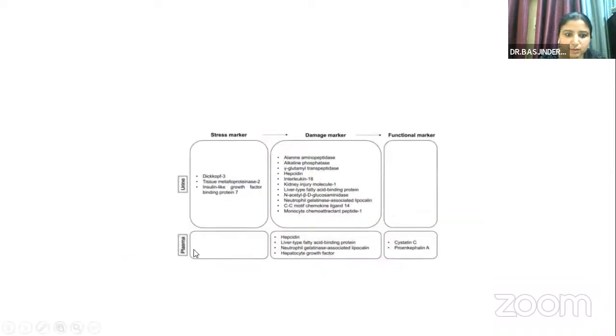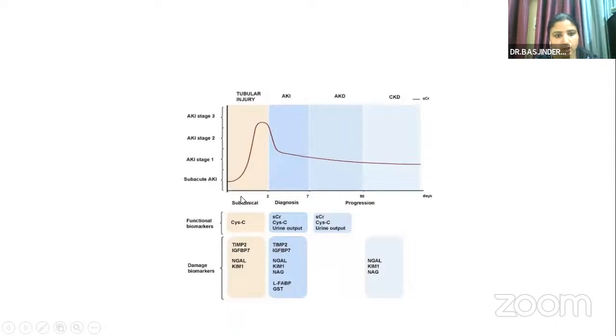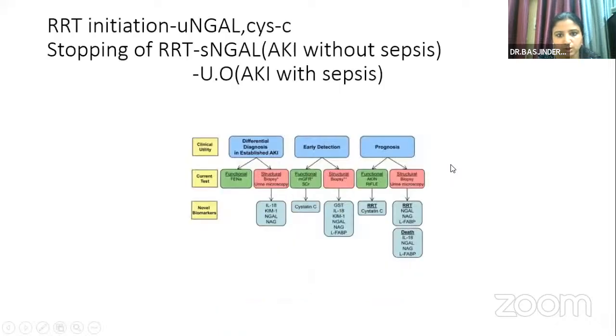Also, we can see from where we can get, from plasma or urine, what stress markers we can get, what damage markers we can get, and what functional markers we can get. From plasma, we can get cystatin C. Damage markers in plasma are NGAL and hepcidin, and stress markers are only available from the urine sample. So again, repeating the same thing, subclinical AKI, AKI stage 1, 2, 3, and here the tubular injury has happened. So you can judge from here, if your functional biomarker has risen or damage biomarker has risen, at what stage of acute kidney injury you are.